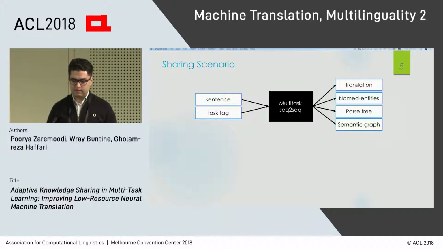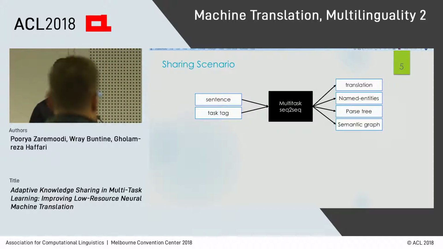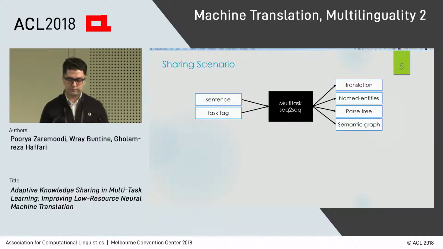Here is the high-level architecture of the multitask model. The input is a sentence along with the task tag. If the task tag is translation, the output would be the translation of the source sentence. If the task tag is semantic parsing, the output would be the semantic graph of the source sentence.